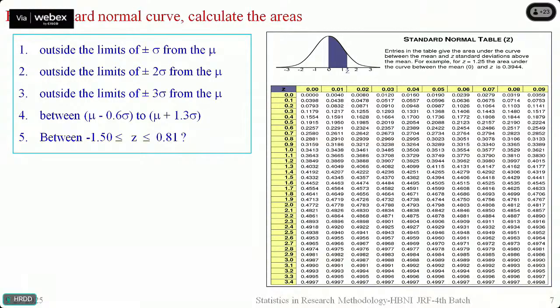anybody can tell me 2.25. What will be the area covered by the value of Z, 2.25? If you have understood that, if you can tell me the value, 2.25. 2.4798. 0.487.